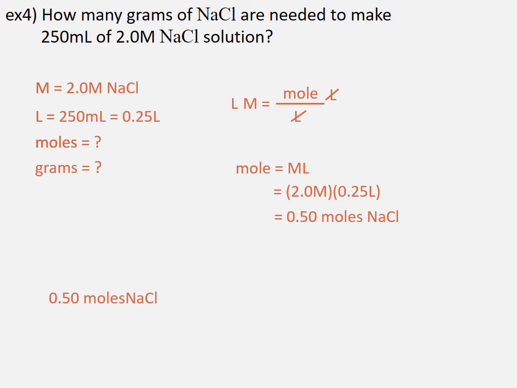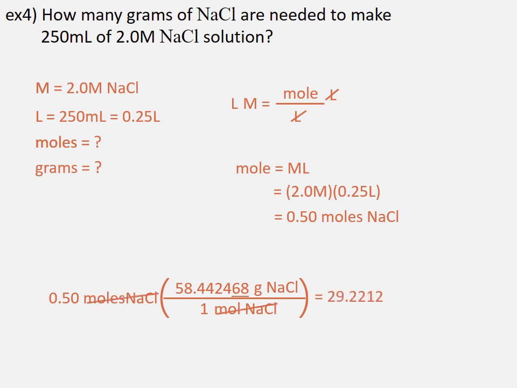Now to convert those moles to grams. So 0.50 moles NaCl, nice big brackets, moles on the bottom, grams on top. 1 mole equals the mass off the periodic table. Moles will factor out. I run it through my calculator. That gives me 29.2212, which is equal to 29 grams NaCl.